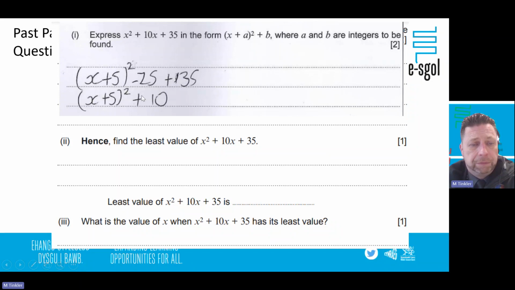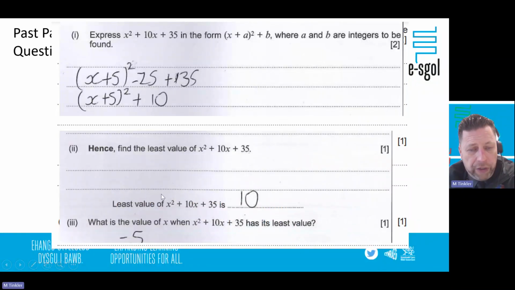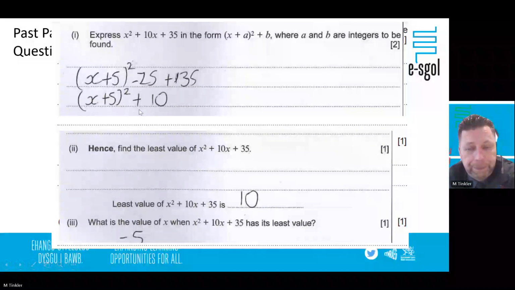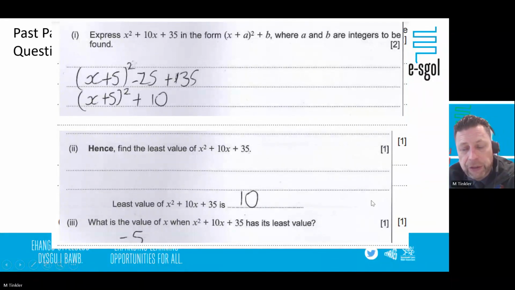Okay. So hence find the least value. As I say, I prefer this one. It's easy for me to get my head around. The least value is definitely going to be 10 because it says 10 on the end. What is the value of x when it has its least value? It's minus 5. Sorry, it's slightly hidden at the bottom of my PowerPoint. Why? Because x plus 5 all squared is 0. x plus 5 has got to equal 0, so x equals minus 5. Nice laid out question, that one.